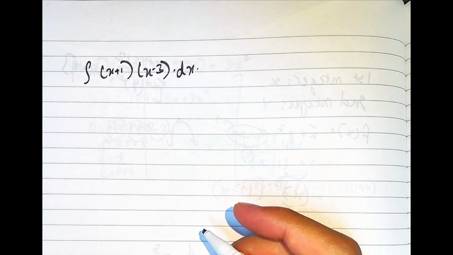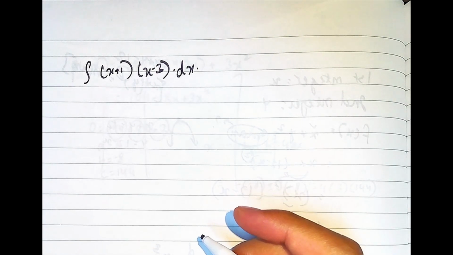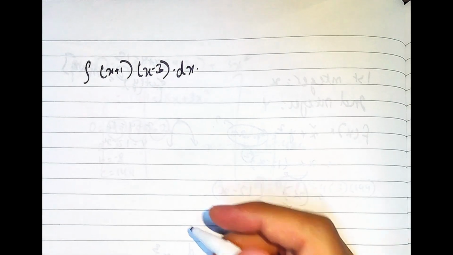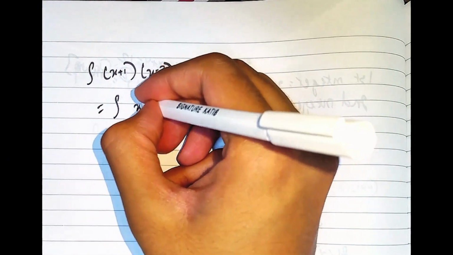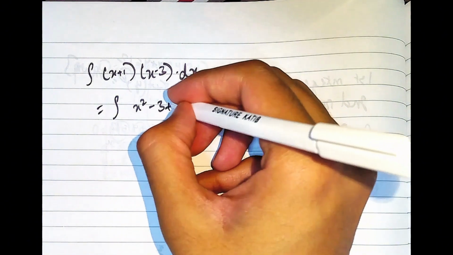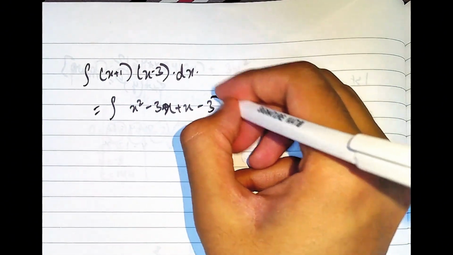Okay, so guys, in this video we are going to solve some examples related to integrals. These functions are being multiplied, so first let's multiply these things. x times x will be x squared, minus 3x, 1 multiplied by x plus x, minus 3 multiplied by 1 will be negative 3, dx.